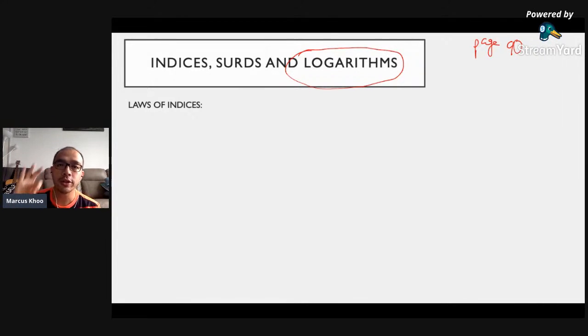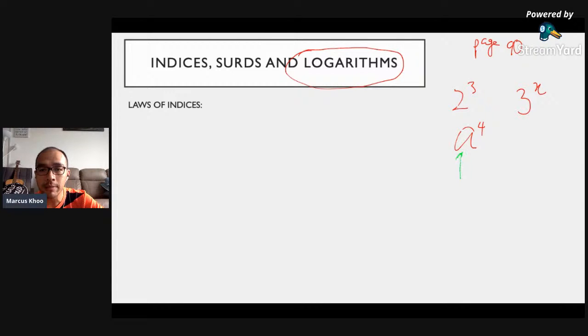So this chapter has three main components, which are indices, surds, and logarithms. Three concepts that are connected. But we're going to start with the most basic one, which is indices. So what are indices? We are very used to seeing numbers like this, for example 2 to the power of 3, or a to the power of 4, or 3 to the power of x. Numbers that involve powers actually have a technical term. Let's say for example, a to the power of 4. This number a, we call the base. If you remember your Form 3, actually this is nothing new. You already learned this in Form 3, but I'm just going to revise it.